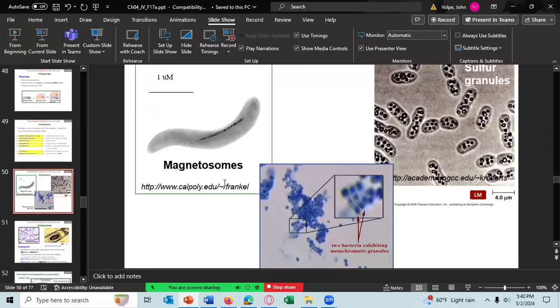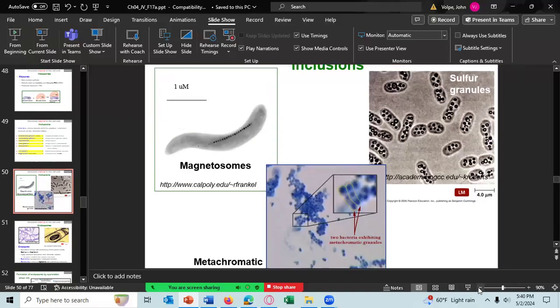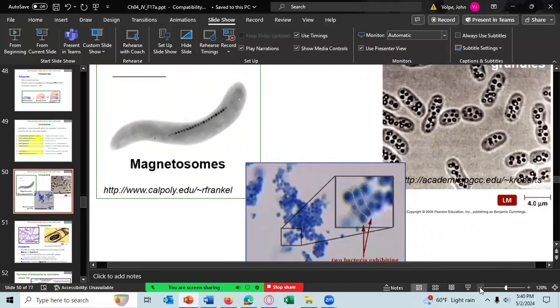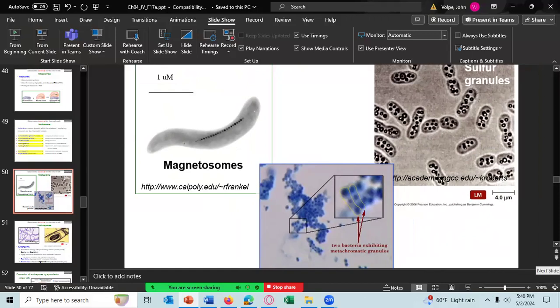Here we're looking at some inclusions, magnetosomes, sulfur granules. Let me shrink that just a little. Where the cell is accumulating sulfur at such high levels that the sulfur starts precipitating and forming sulfur inclusions called sulfur granules. This cell is obviously going to metabolize sulfur. And then metachromatic granules. There's 3 of them in the cell. Let me blow that up a little. You can see the cell outlined in yellow there. Any question about inclusions?